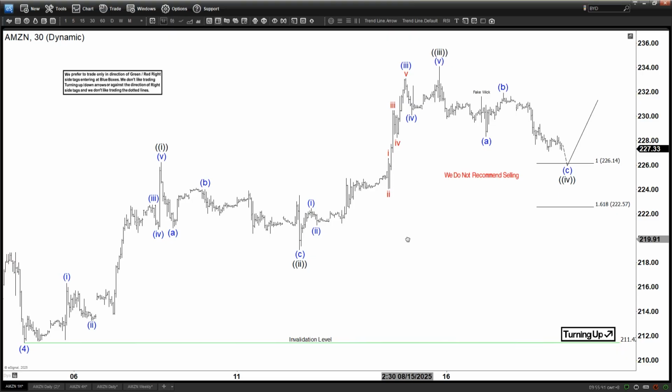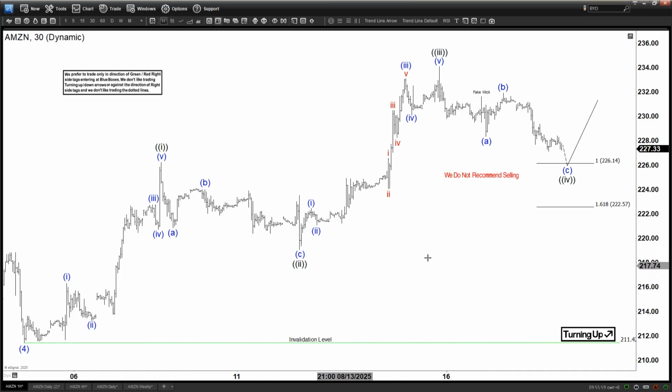Today is August 20th and the chart of the day for today is Amazon. Here is the 30 minutes time frame, which can be considered as a 1 hour time frame. As always, we're going to discuss the potential target for Amazon, as well as the structure and also the alternates.